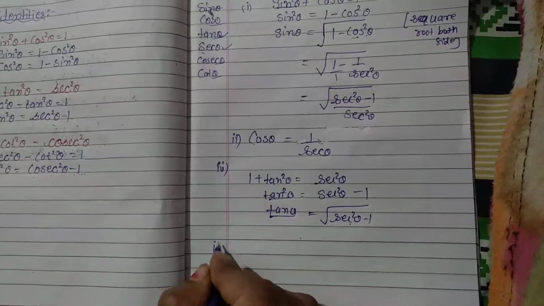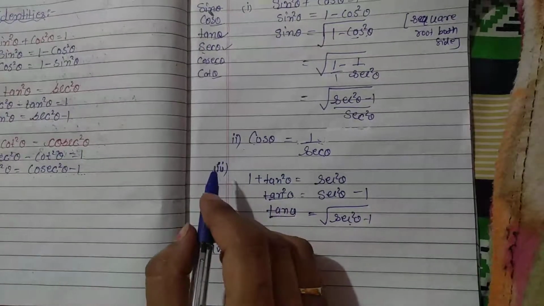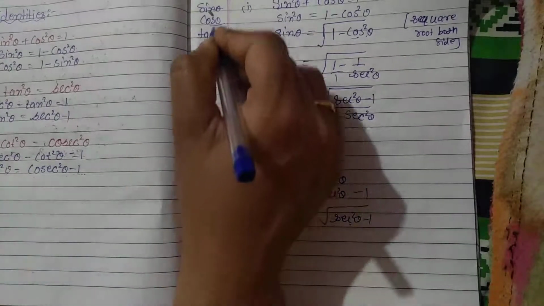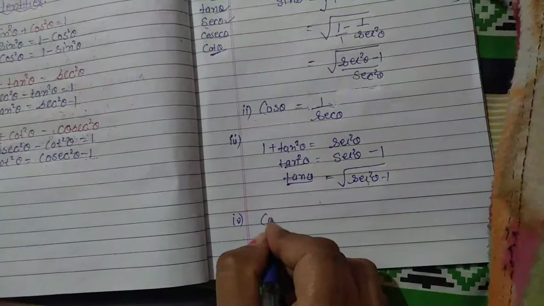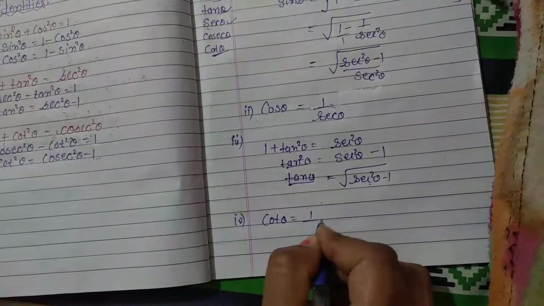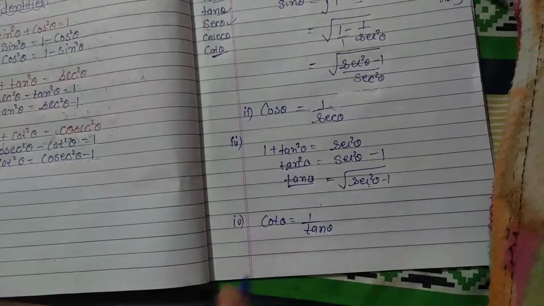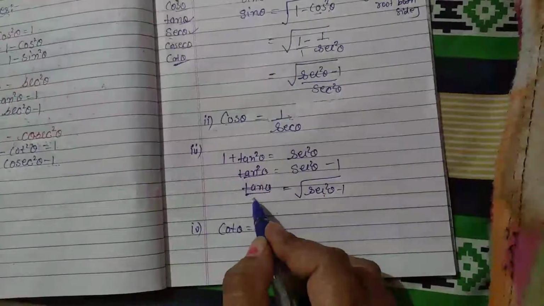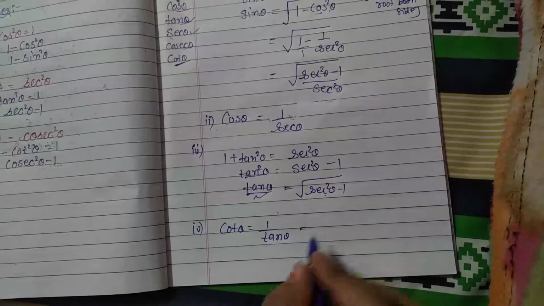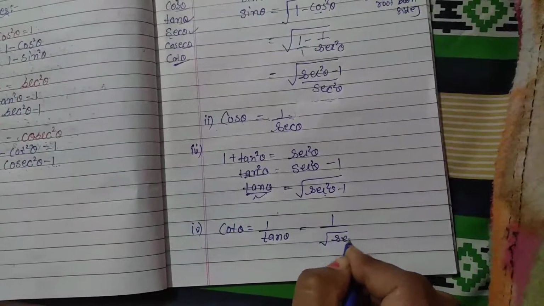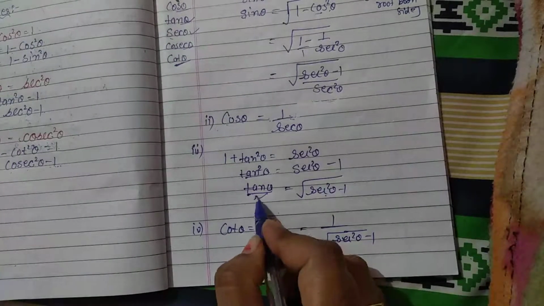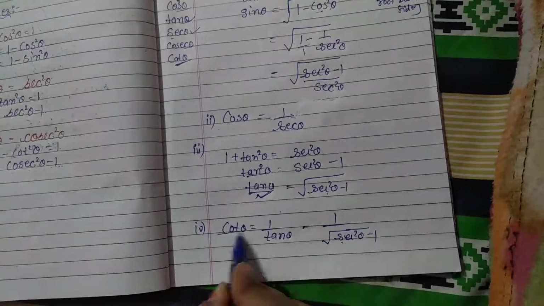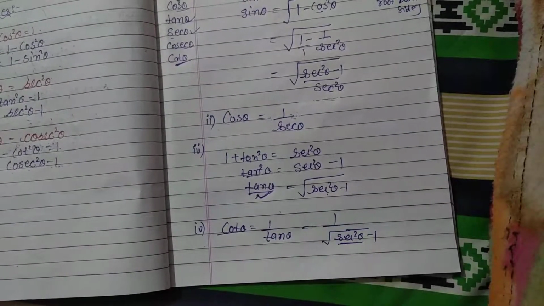Now the fourth part. We will convert cot theta in the form of sec theta. Cot theta equals 1 upon tan theta, so we can directly take the reciprocal of the value of tan theta, and we will get 1 upon the square root of sec square theta minus 1. No need to do anything else. We take the reciprocal of tan theta and get the value of cot theta in terms of sec theta.